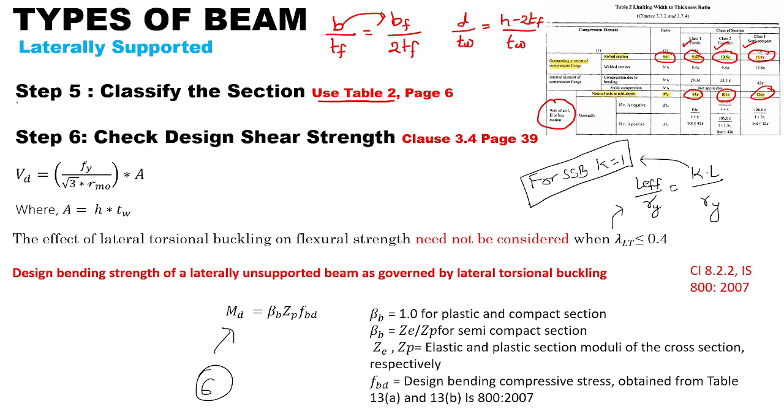Once the section is classified, then we will calculate the value of design shear strength. Design shear strength can be calculated as Fy times area of web divided by root 3 gamma m naught. This Fy is 250 MPa, gamma m naught is 1.1, and this term Aw is nothing but height into thickness of web.